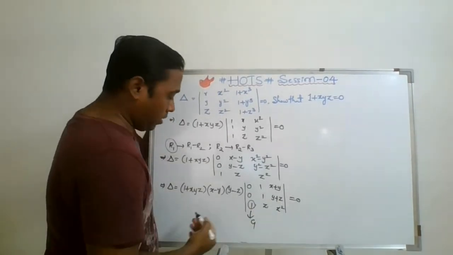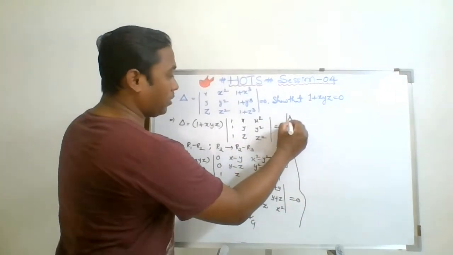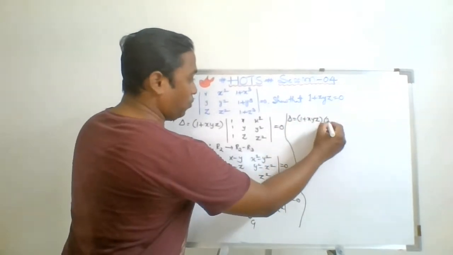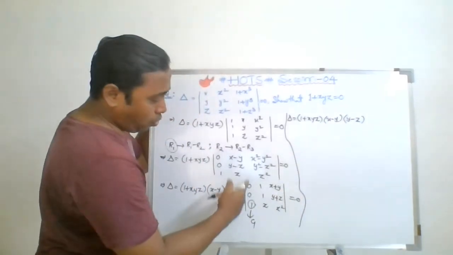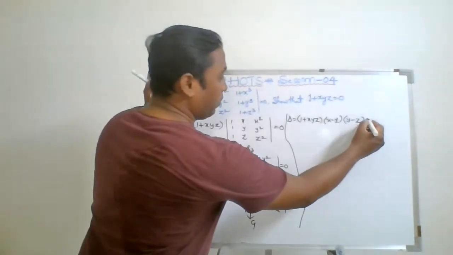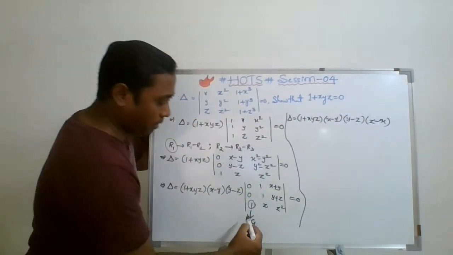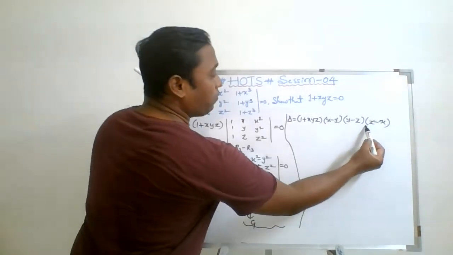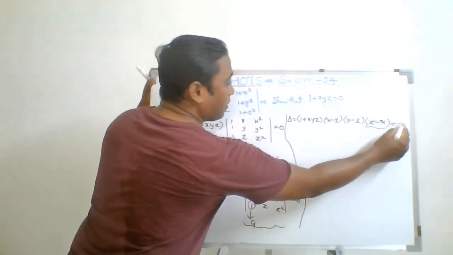So if I do that, what am I going to get as a final step? See, delta equals 1 plus xyz into x minus y into y minus z. If you open this 3 by 3 determinant with the help of C1, you will definitely get z minus x. I am not simplifying this part. I hope you will be able to do this. That's why I am writing this factor as z minus x. Now this is equal to 0, as given.